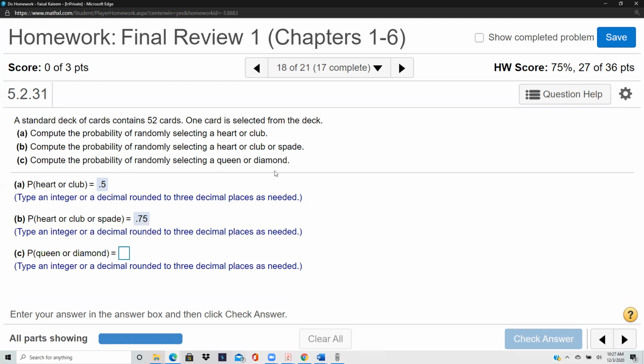But now, how is this one different? A queen or diamond. So a diamond would be 13, right? Right. And how many queens? Is it 2 or 4? 4. Each suit has a queen. Okay, yeah, 4.